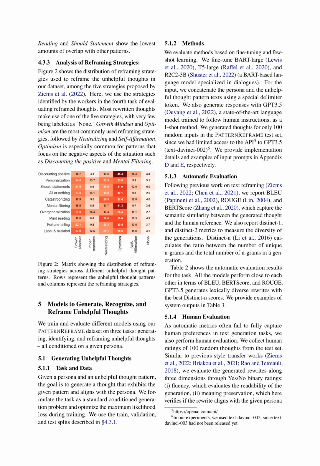Section 5.1.1 Task and Data. In this section, we're discussing the task and data involved in our study. Our aim is to create a thought that aligns with a given persona and exhibits a specific unhelpful thought pattern. We approach this task as a typical conditional generation problem, and during training, we aim to optimize the maximum likelihood loss. We use the training, validation, and testing splits as described in the following section.